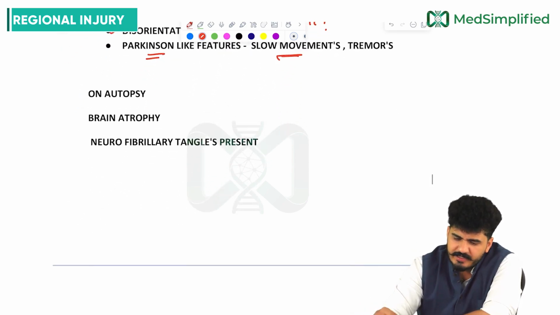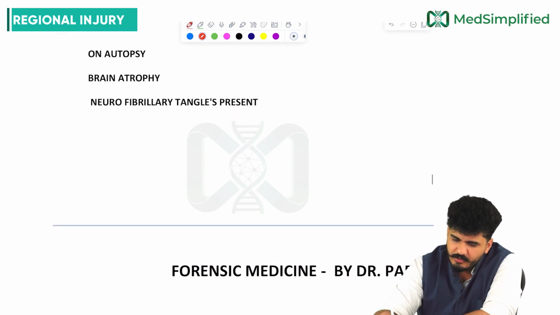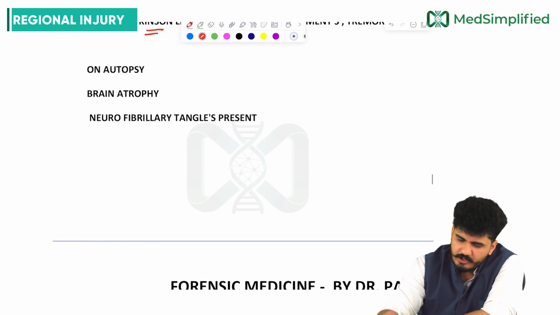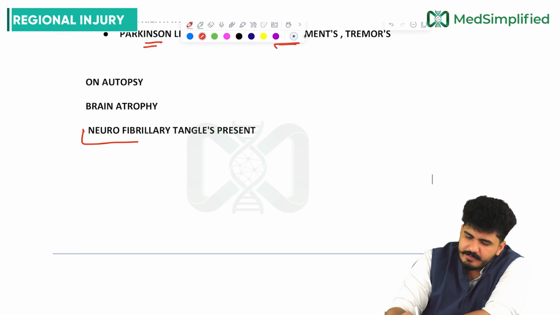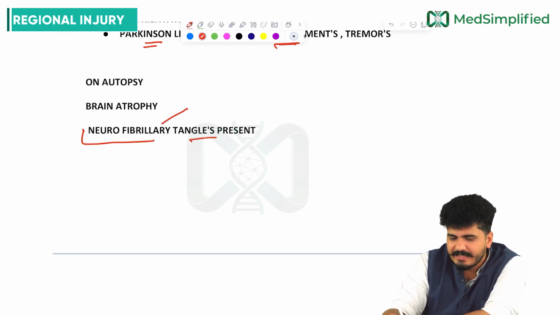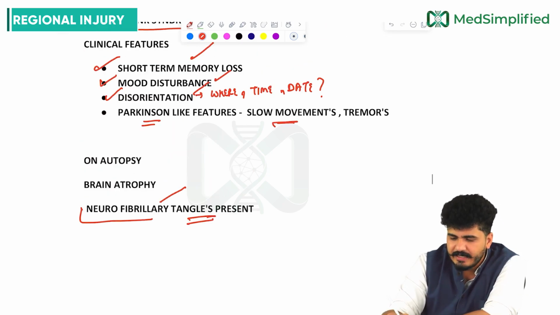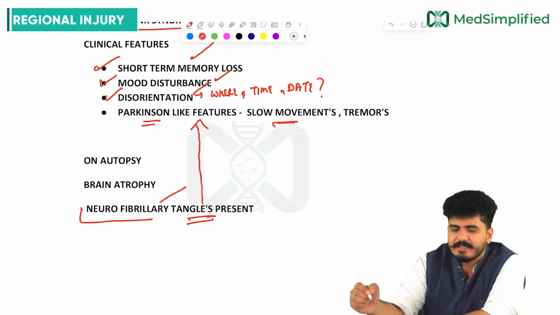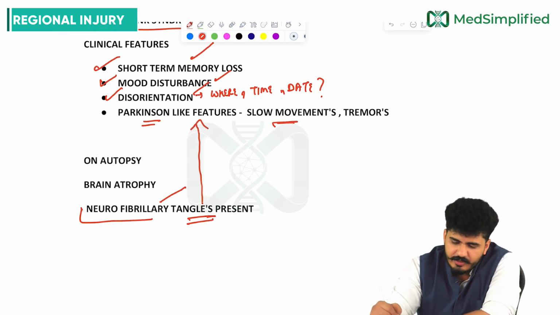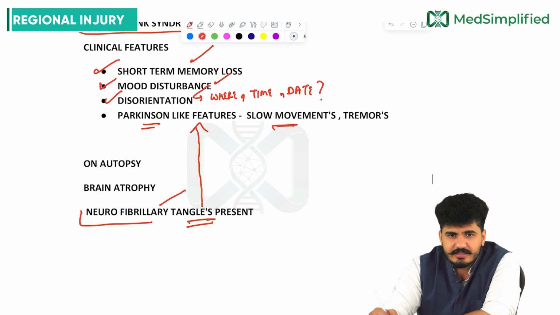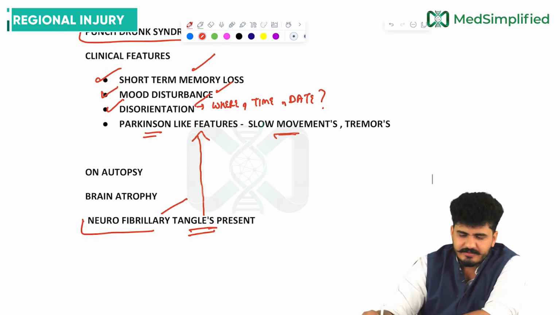On autopsy, my dear friends, what are you going to see on autopsy? On autopsy, you will see neurofibrillary tangles. These tangles are also seen in Parkinson's disease. That is why you are going to see the tangles present. Neurofibrillary tangles can also be seen in such patients, my dear friends.